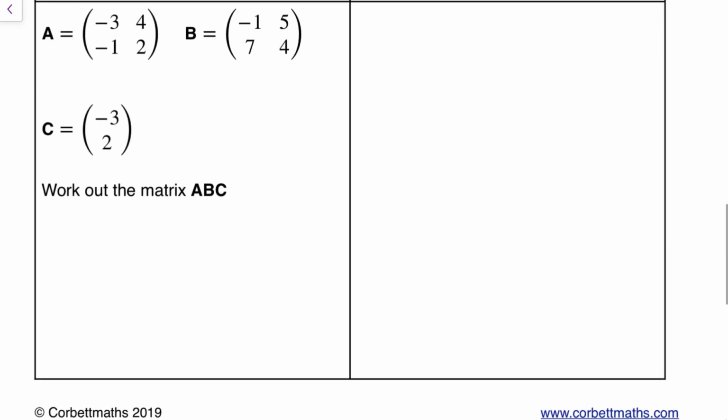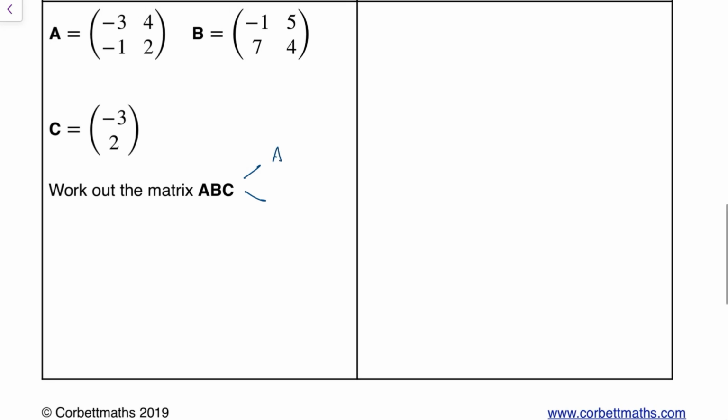Next question. Right, okay, so it gives me 3 matrices and it says work out the matrix A, B, C. Now the thing to remember about matrices is I can do A times B and then times C. So in other words, I could do A, B and then C, or I could do A times B, C, but what I can't do is do them back to front. So I must do them in that order. So what shall I do? Well, let's do AB first, may as well.